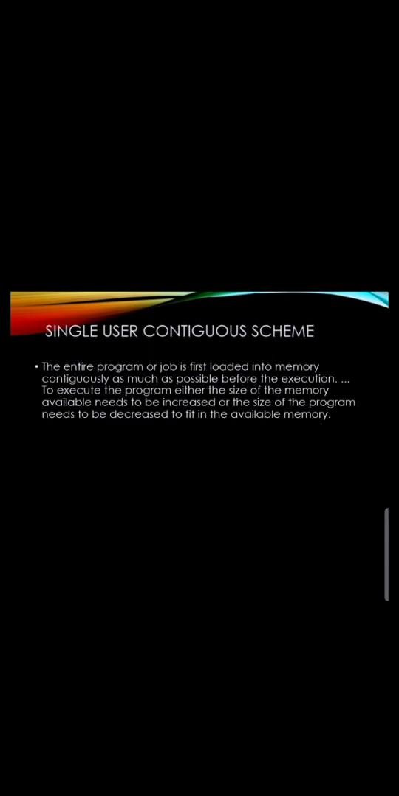Single User Contiguous Scheme. The entire program or job is first loaded into memory contiguously as much as possible before the execution. To execute the program, either the size of the memory available needs to be increased or the size of the program needs to be decreased to fit in the available memory.